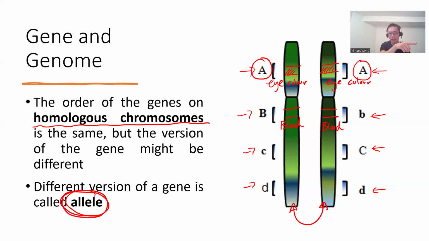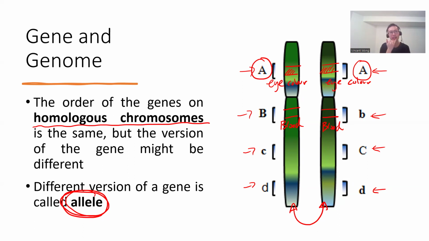So chromosome 1 and 1 would be homologous. 2 would be homologous to 2. 3 would be homologous to 3, and so on and so forth. 4 is not homologous to 5. 4 is only homologous to 4.